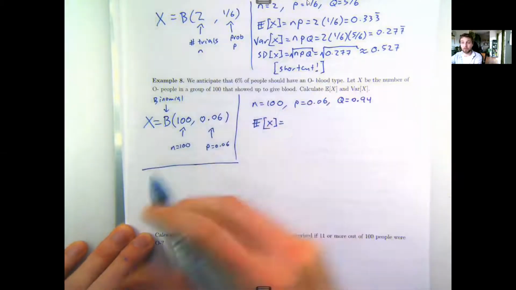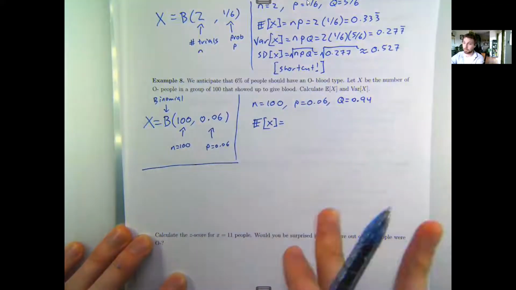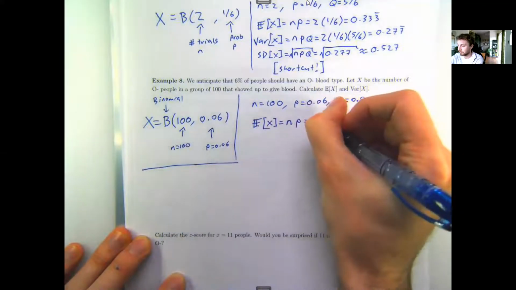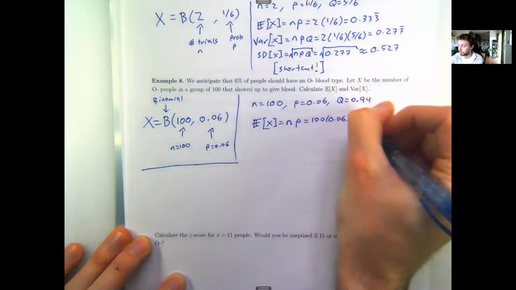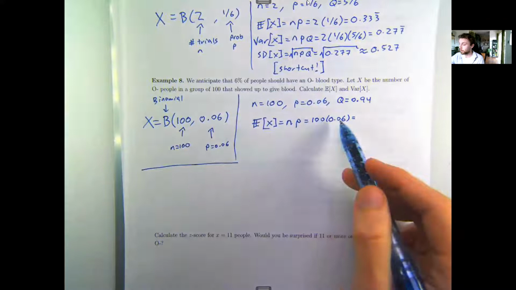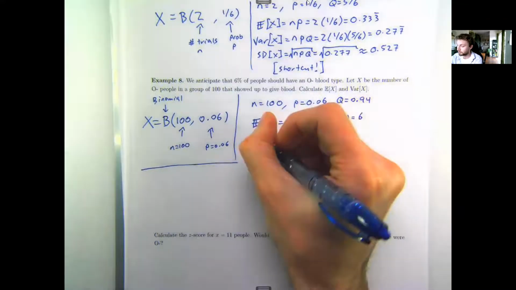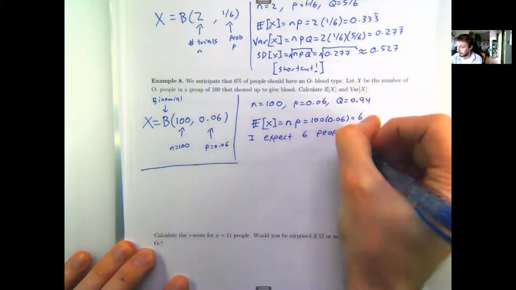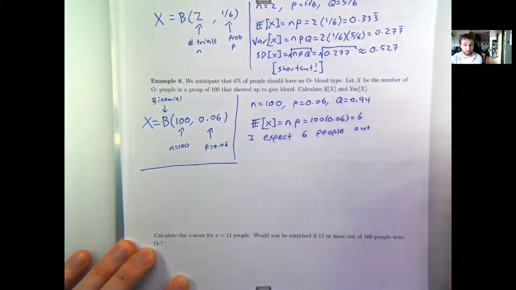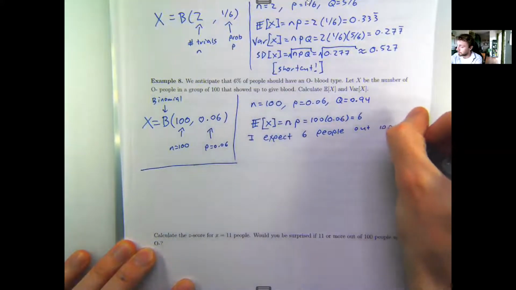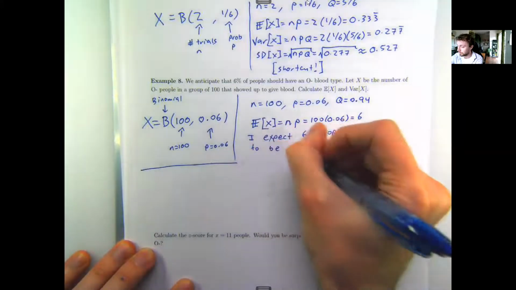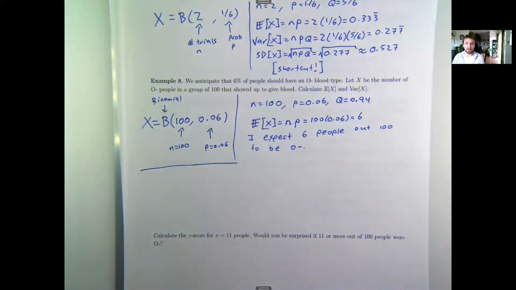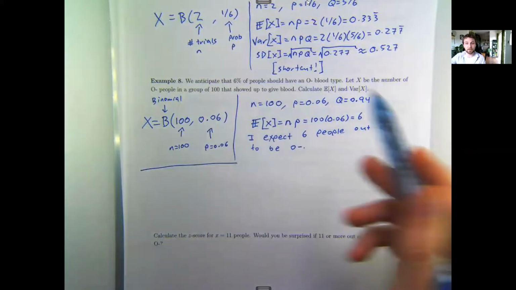Shortcut way, I'm not drawing a tree with 100 set of branches. That's ridiculous, that'd be way too big. I'm just gonna do my N times my P. So out of 100 people, 100 times 0.06 gives me 6. I expect 6 people out of 100, that's 6%, that makes sense where that 6 is coming from, to be O negative. Now, sometimes I might get 5, sometimes I might get 8 or 7. So this is an average.